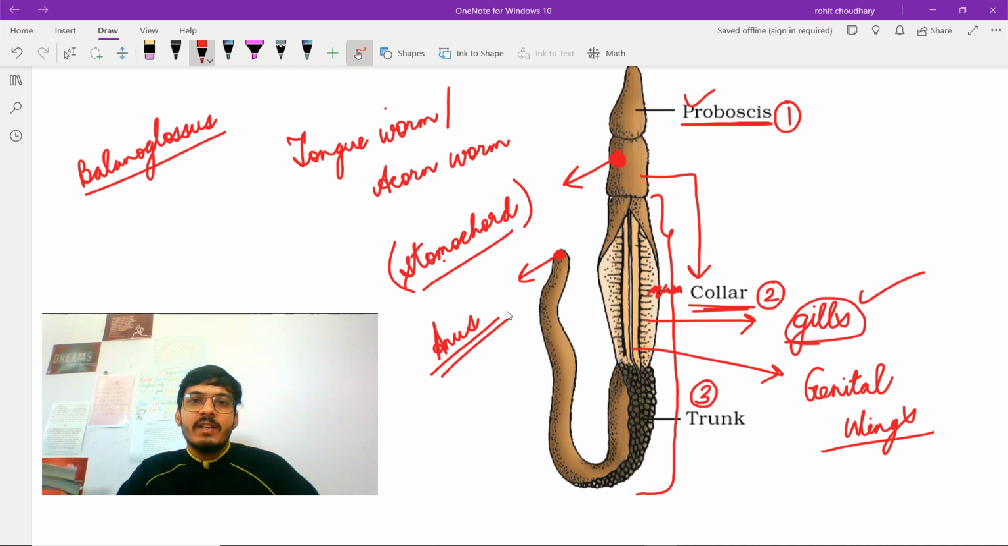So the larva found in this is Tornaria larva. And this Tornaria larva is similar to the Bipinnaria larva found in Echinodermata. The words are difficult to pronounce, so I am fumbling. I do apologize for that. I hope you understand. So this was all about the phylum Hemichordata.